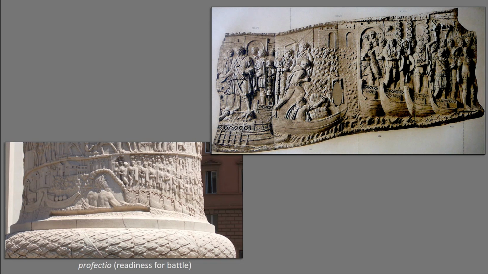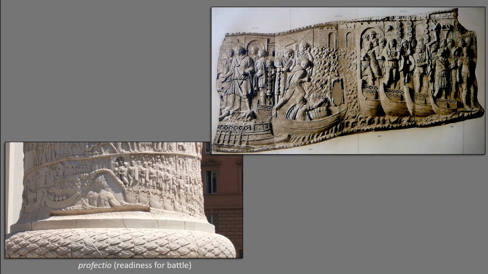Profectio is another one. Profectio, the label which I put here, is again something we find on coins. So these sort of keywords we often get from coins. The profectio, the exit towards leaving a place to go to another campaign or to go to another battle. This is again something that is depicted over and over again on the column.